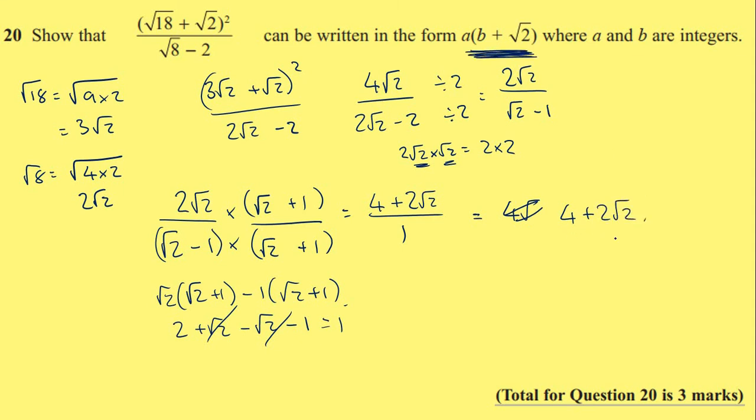It'd be so annoying to get to this point here and then lose the final mark. Factorise it, and you get 2 lots of 2 plus root 2. And there you go. Okay.